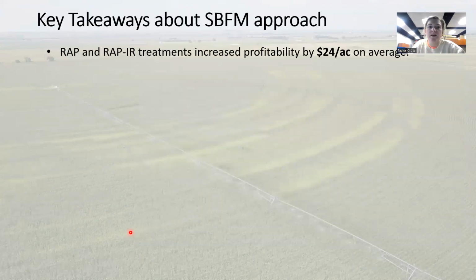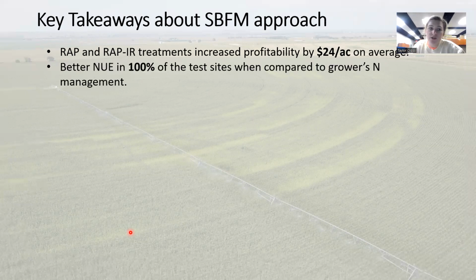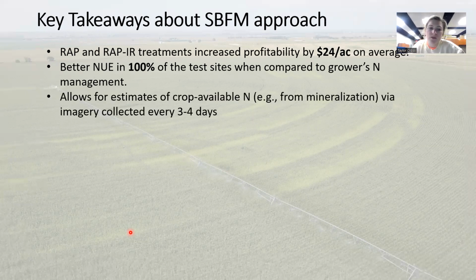So some key takeaways are that our risk-averse post-establishment treatments increased profitability by $24 on average. So that's really, really encouraging, especially when 100% of the test sites were more efficient in terms of nitrogen use efficiency when compared to the grower's nitrogen management.